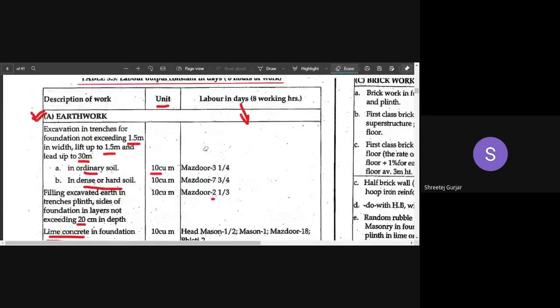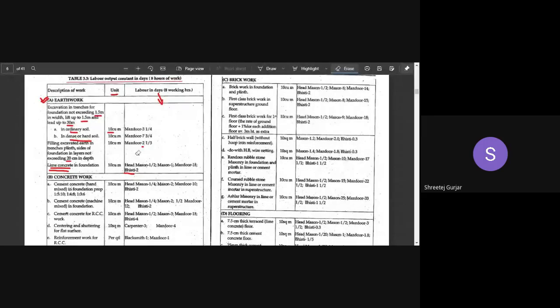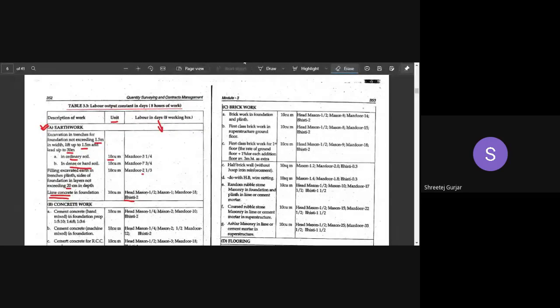Okay, is this particular earthwork clear? Earthwork, is it clear, guys? Yes or no? Is earthwork clear? Yes, sir. No problem. Can we move on to the next one?